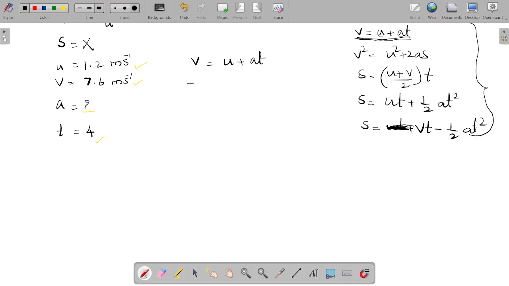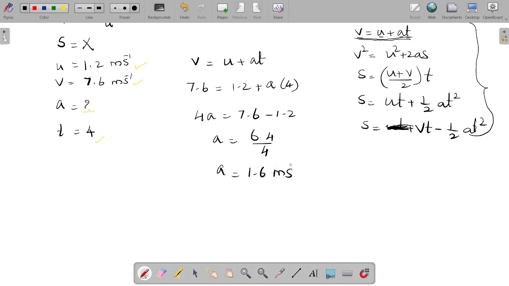Substitute the values: 7.6 equal to 1.2 plus a, which we don't know, times 4, where t is 4. Then 4a equal to 7.6 minus 1.2, so a equal to 6.4 divided by 4, a equal to 1.6 meters per second squared. The unit of acceleration is meters per second squared.